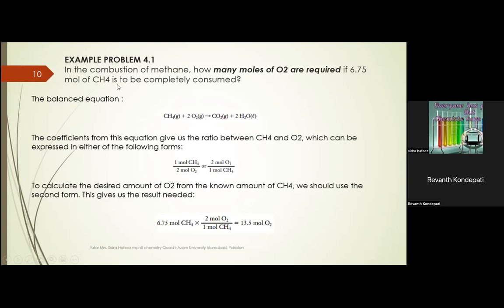You are given the moles of methane and you have to calculate the moles of oxygen required for the combustion of methane. You can write it in ratio form or in fraction form. In the fraction form: 1 mole of methane reacts with 2 moles of oxygen, or 2 moles of oxygen react with 1 mole of methane. Both fractions are correct. But to calculate the desired amount of oxygen from the known amount of methane, we should use the second form. 2 moles of oxygen per 1 mole of methane, multiplied by the 6.75 moles of methane available, gives an answer of 13.5 moles of oxygen.